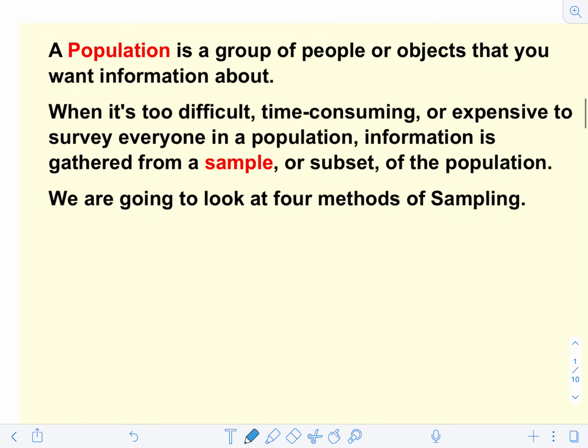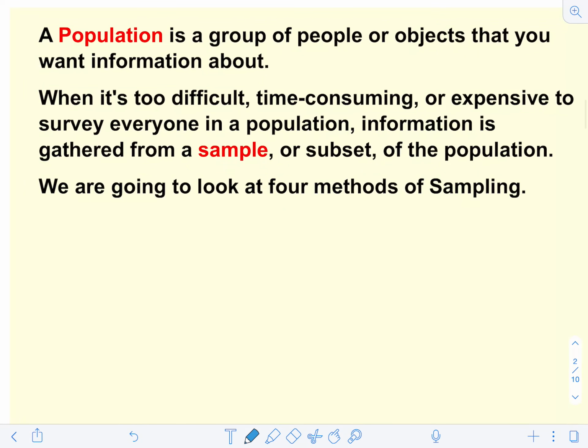A couple of definitions to start. A population is a group of people or objects that you want information about. And when it's too difficult or time consuming or expensive to survey every single person or every element in a population, you can take a sample or a subset of that population. And we're going to start by looking at 4 different methods of sampling.